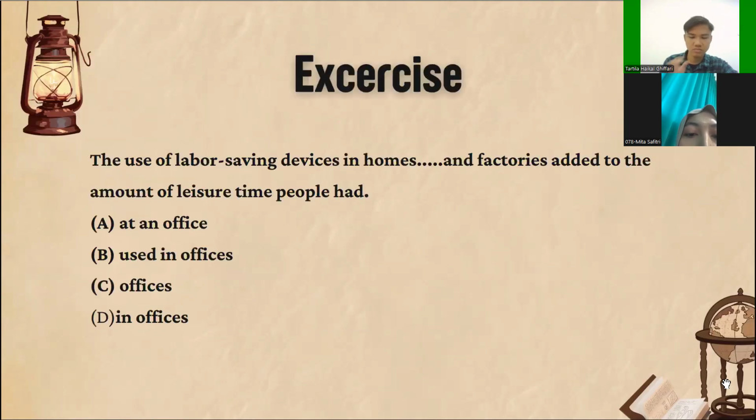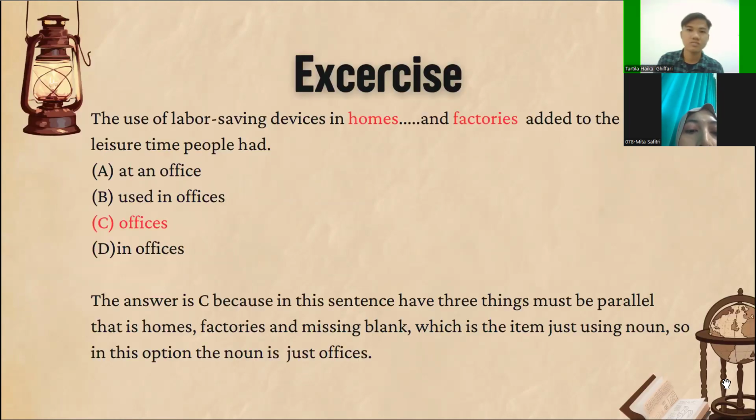And the last exercise: the use of labor-saving devices in homes, blank, and factories aids the amount of leisure time people have. The answer is offices, C, because in the sentence there are three things that must be parallel: homes, the missing blank, and factories, which are items using nouns. So in this option, the noun is just offices.